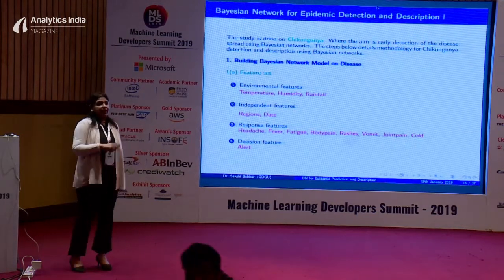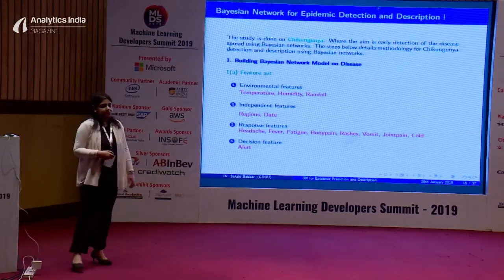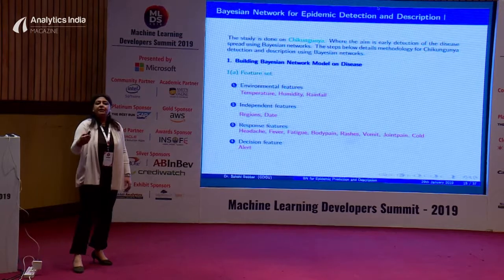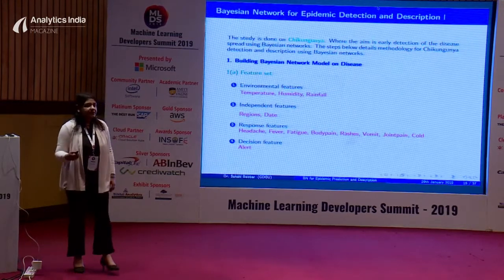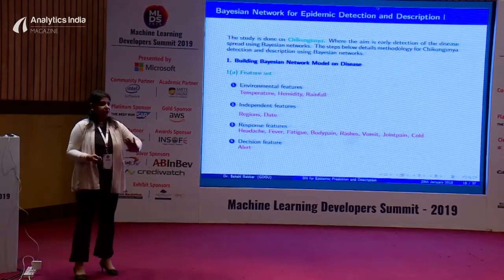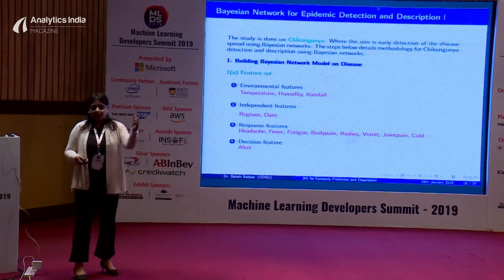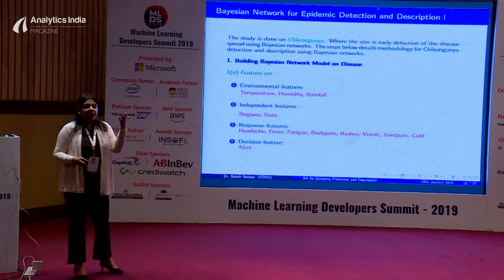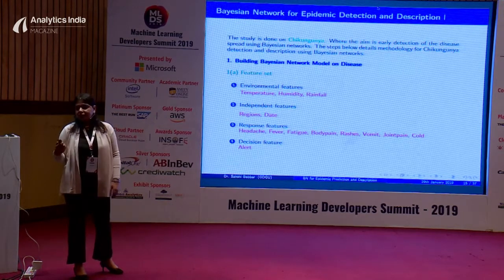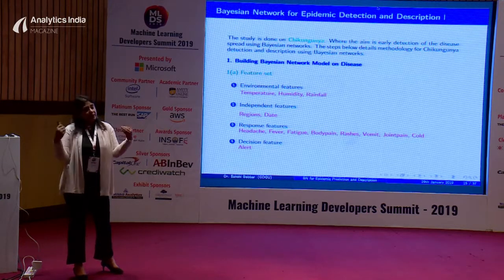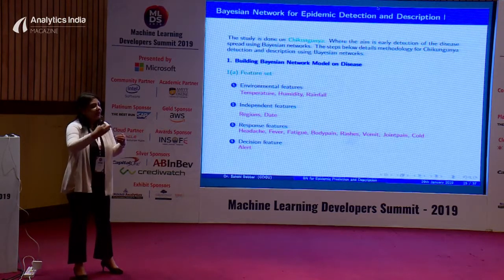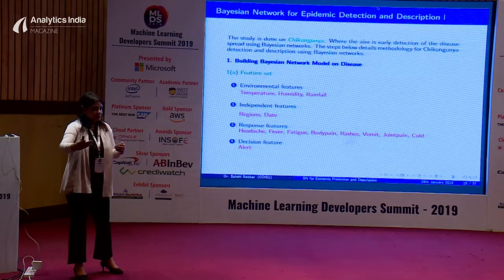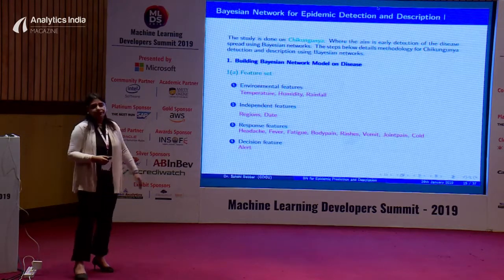What I did is I divided those variables into four parts. The first set of variables were environmental features. Environmental features means if there has to be chikungunya, there has to be an appropriate environment for the virus to grow. That environment is based on the weather conditions, the temperature, the rainfall. These are all environmental variables which basically make the trend in the symptoms of the patients. That's one part of the features.